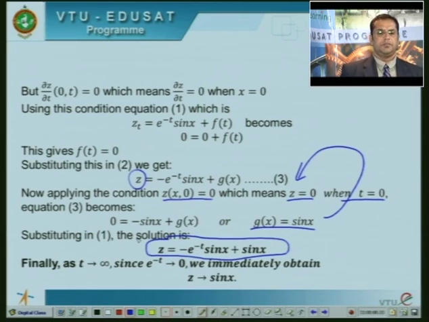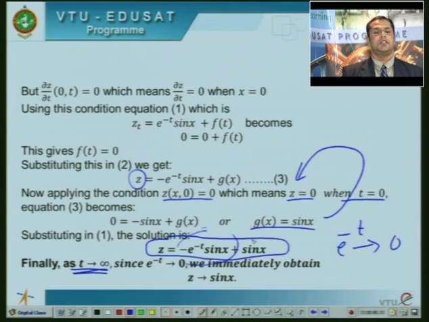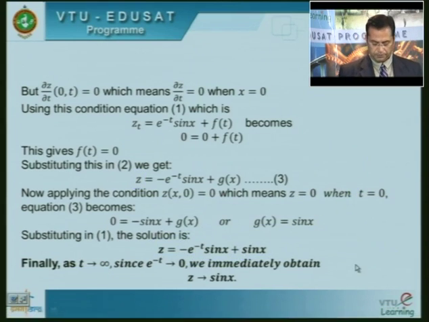Now, finally, as t goes to infinity, it is known that e power minus t goes to 0. So, the first term becomes 0 in the solution. So, z immediately becomes sin x. So, you say that z goes to sin x.